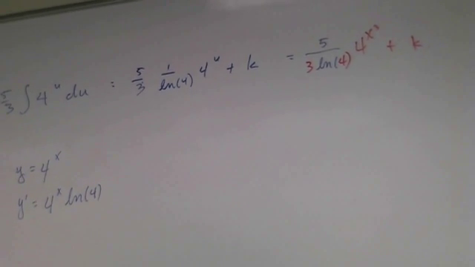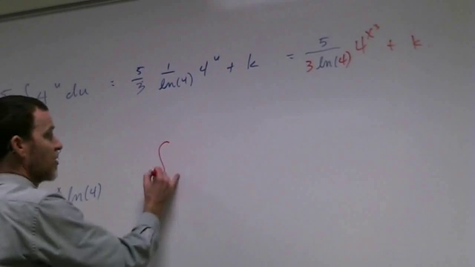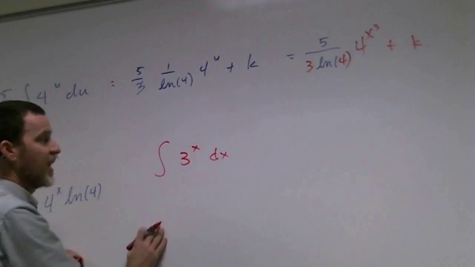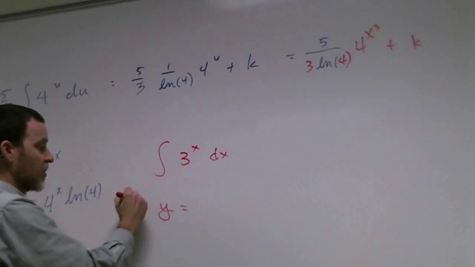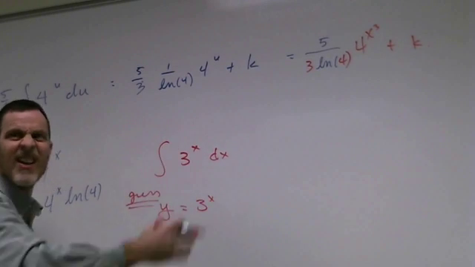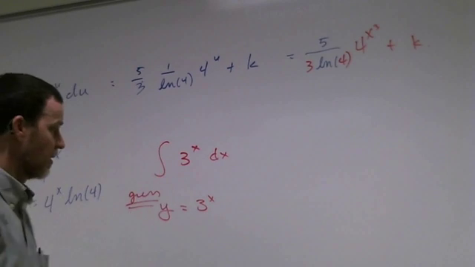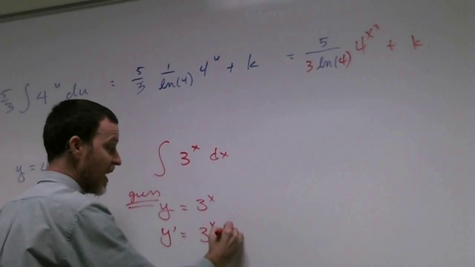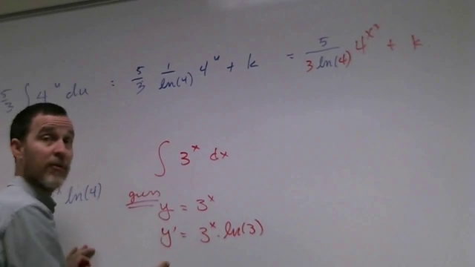Questions about it? How did the natural log get on the bottom? Let's just do a different problem. Let's say 3 to the x dx. What's the antiderivative? I'm going to make a guess. My first guess is y is 3 to the x, because like e to the x, the derivative is e to the x, right? Okay, take the derivative. y prime is 3 to the x times the natural log of 3. That's the derivative of 3 to the x.